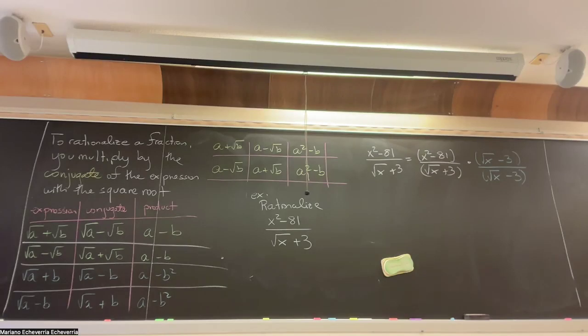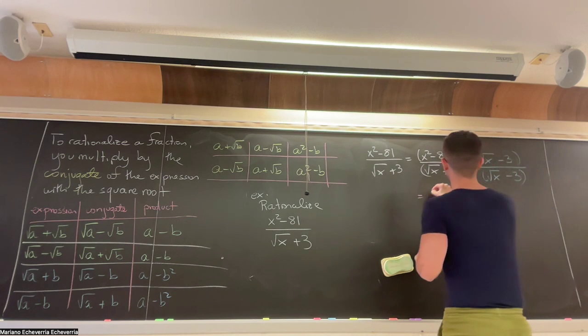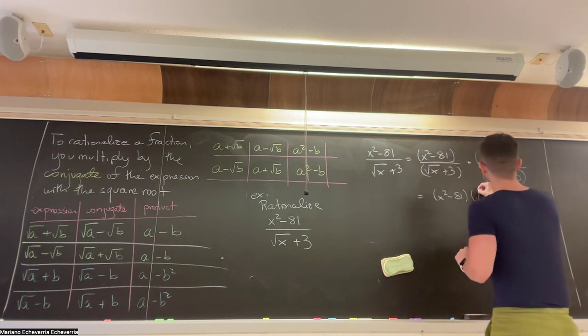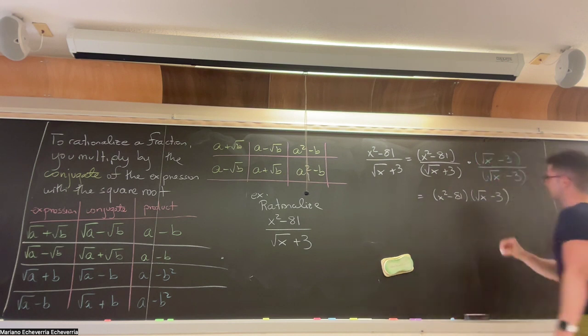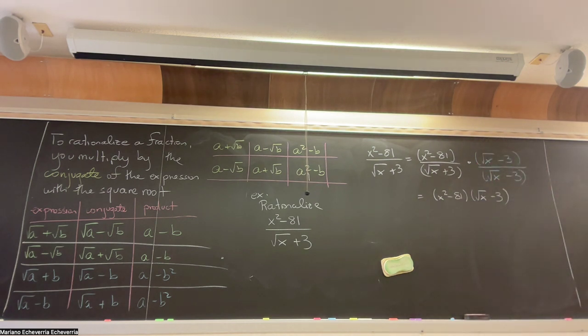And then in the numerator, I'll just leave it like that. I won't do anything to it for now. You'll see that we can do something to it in a moment, but it's convenient to write it like that. Okay, that's fine. And what happens with the denominator?